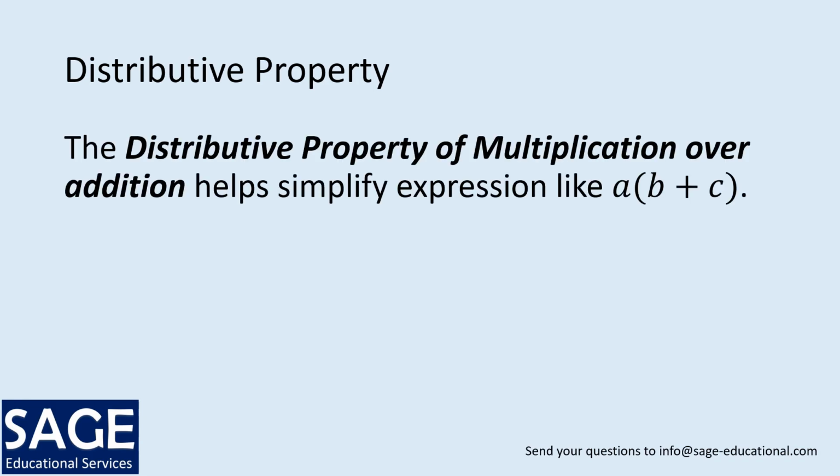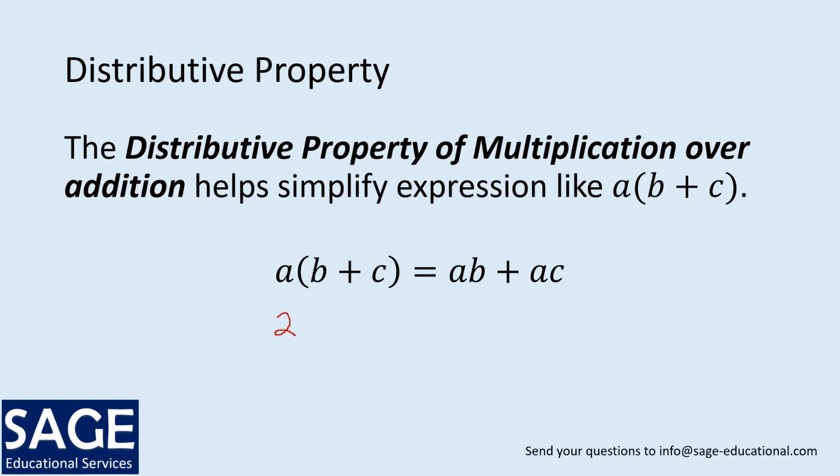Then we have another property of real numbers, which is called the distributive property. This property helps us to simplify expressions like a times (b plus c), where b and c are within parentheses. And according to this property, a times (b plus c) is equal to ab plus ac. So let's see if we can do an example.